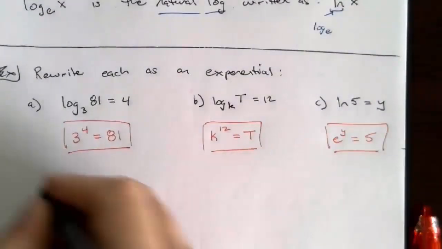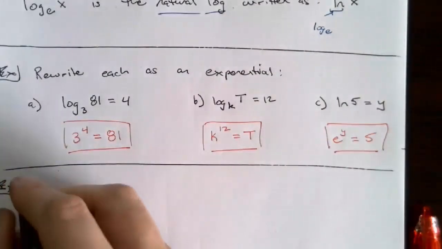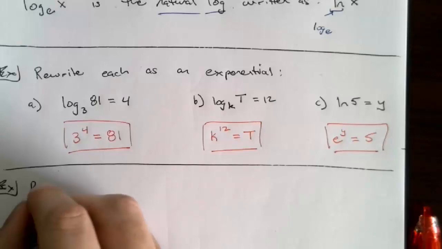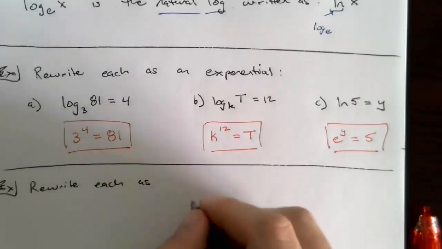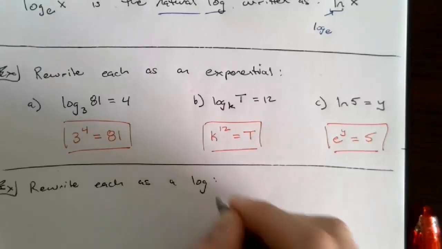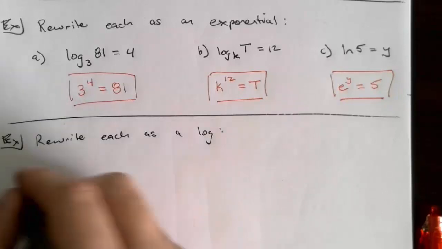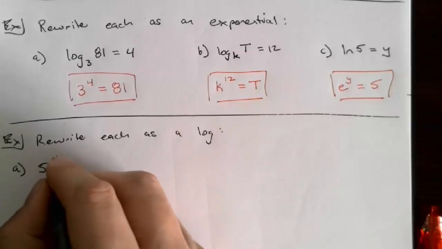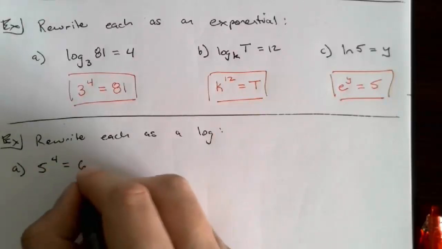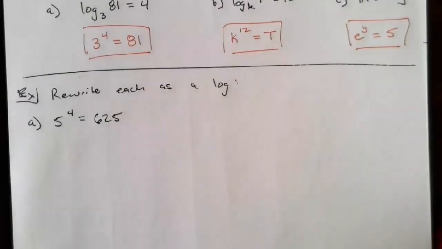All right, so if I said, for example, rewrite each as a log, here we would have an exponential given to us. So if I wrote 5 to the 4th equals 625. Now remember, logs are always going to be equal to the exponents.